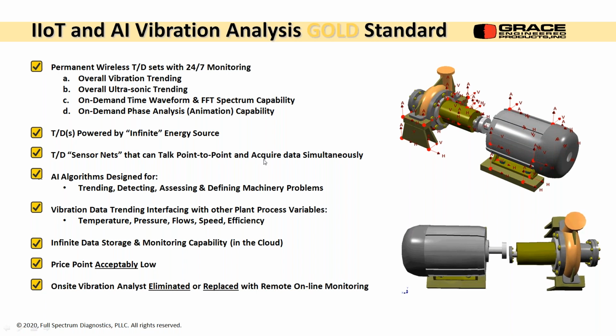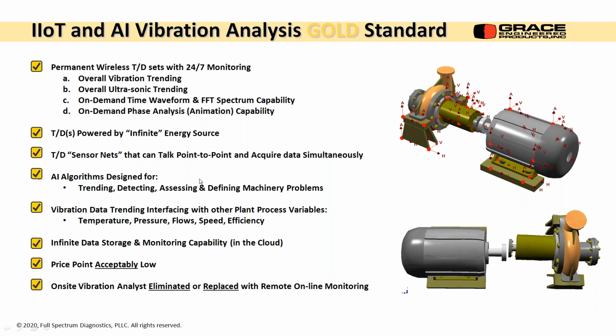Transducer sensor nets that can talk point to point and acquire data simultaneously. We just kind of went over that as far as that's what this allows. And actually we can do phase analysis right away. That can be part of the algorithm. If we have point to point acquired data, we know the phase shifts from point to point and what they should be. We can program that into our software, and we can basically have smart machines, smart sensors. Artificial intelligence algorithms designed for trending, detecting, assessing, and defining machinery problems. This is phase analysis that we can do on the fly, which would be fantastic.